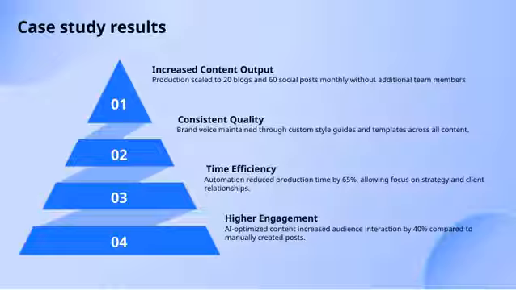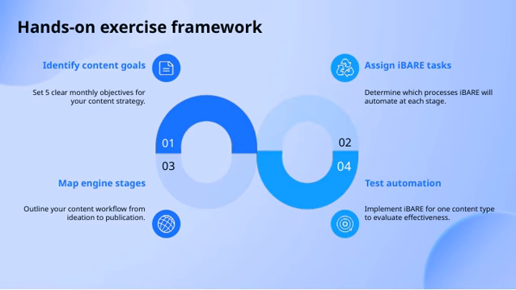Finally, we saw a notable increase in engagement. The AI-optimized content led to a 40% rise in audience interaction compared to manually created posts. This highlights how leveraging AI not only helps us produce more content, but also makes that content more compelling and engaging for our audience. Overall, these results demonstrate how integrating automation and AI can transform content strategies, making them more productive, consistent, and impactful.